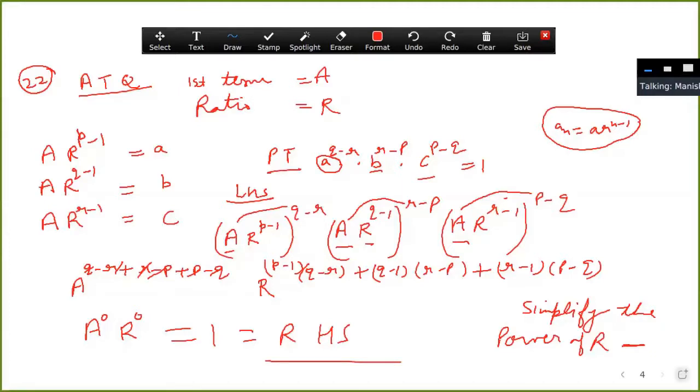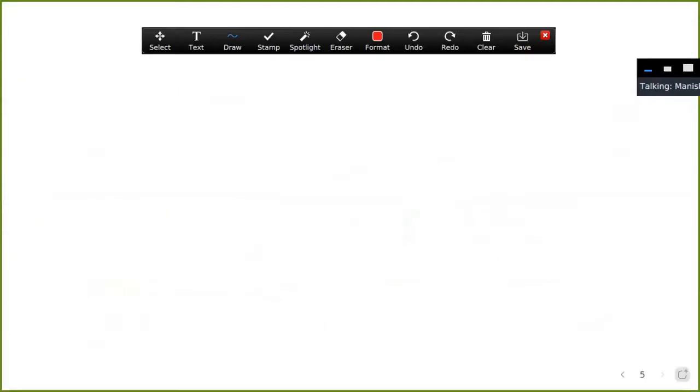Now come to the next question. Let's do question number 23. Read the statement of question number 23. If the first and the nth term of a GP are A and B respectively, and P is the product of n terms, prove that P square is equal to AB whole power n.